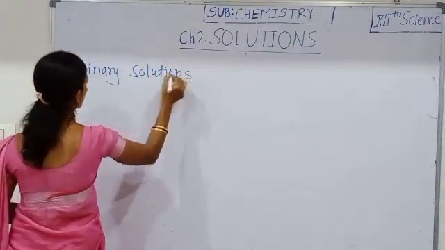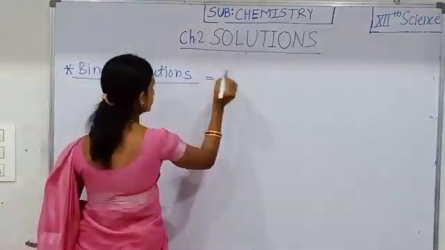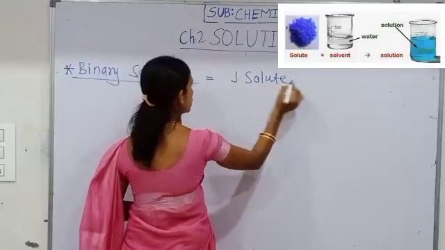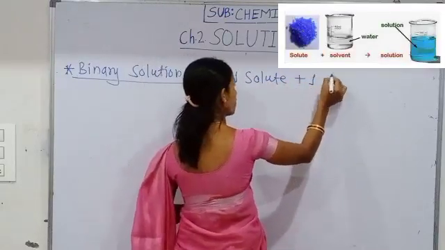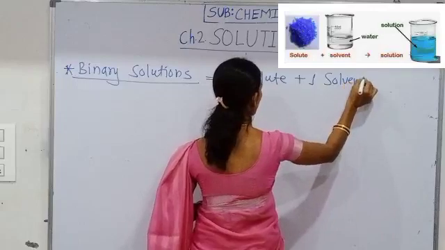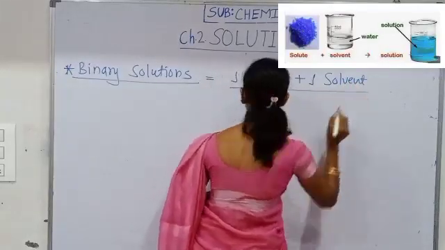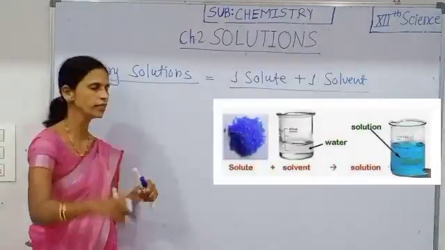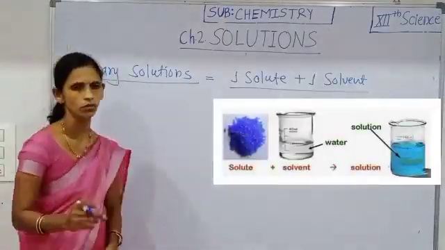Binary solutions are solutions in which only one solute and one solvent are there. That is, the homogeneous mixture of one solute and one solvent is called a binary solution.